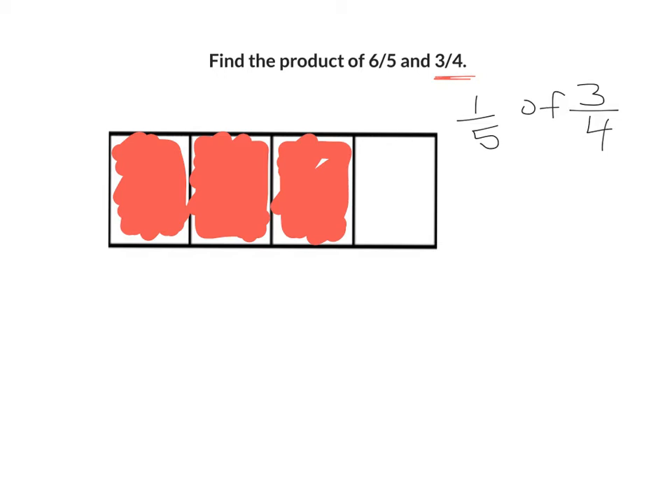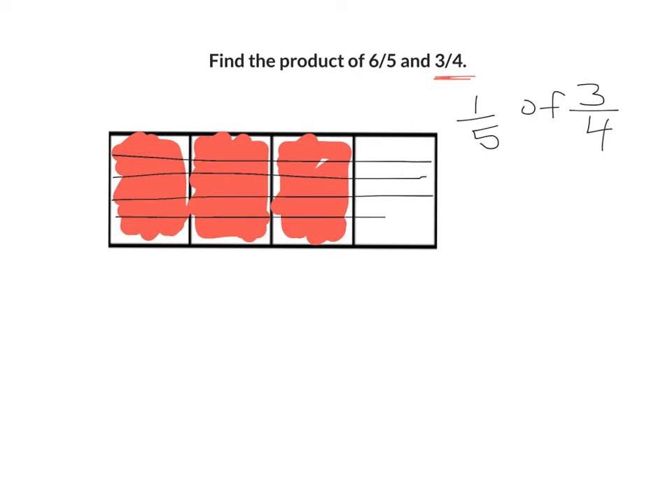If I wanted to know 1/5 of 3/4 and I wanted to represent it on my bar here, I would divide this model now into fifths. So let's make sure I have 5 parts. 1, 2, 3, 4, 5. Great. So there are my 5 parts.